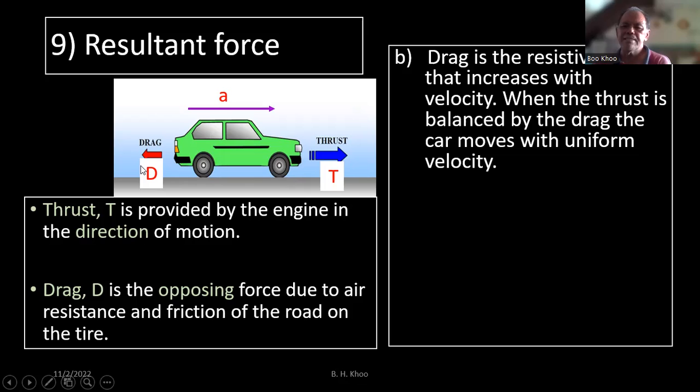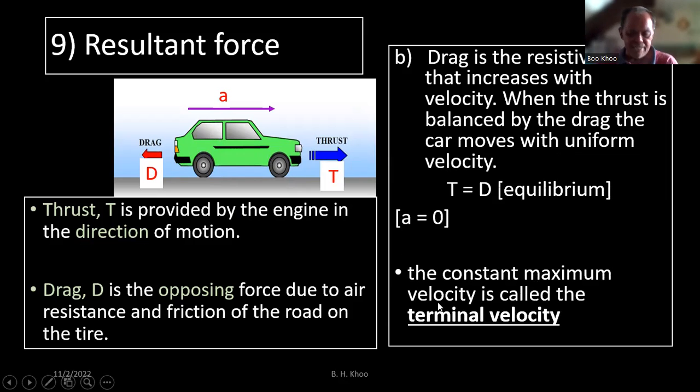When the thrust is balanced by the drag, the car moves with uniform velocity. So the drag can only increase until the two are the same. Then the car will continue with uniform velocity. The car cannot move any faster anymore. So we call that equilibrium. T equals D. This is where the acceleration is zero. And the velocity, we give it a special name. Constant maximum velocity, we call it terminal velocity.